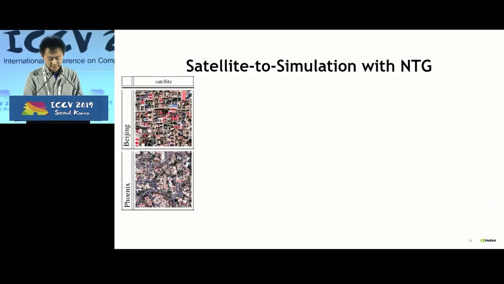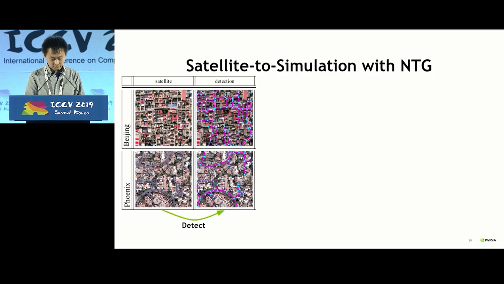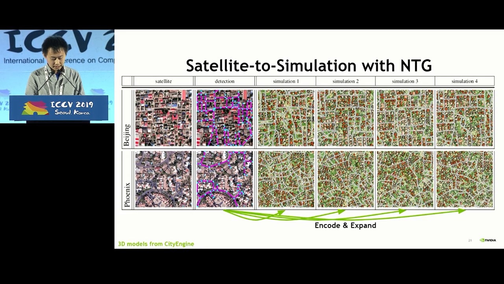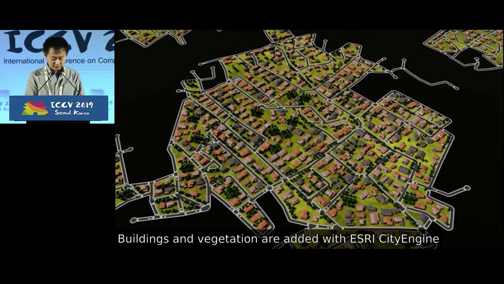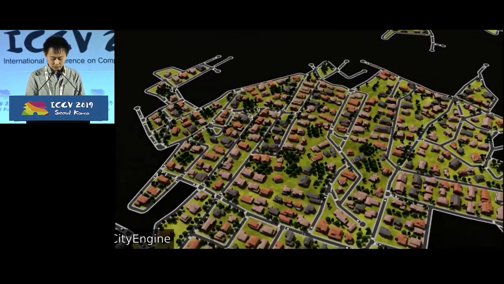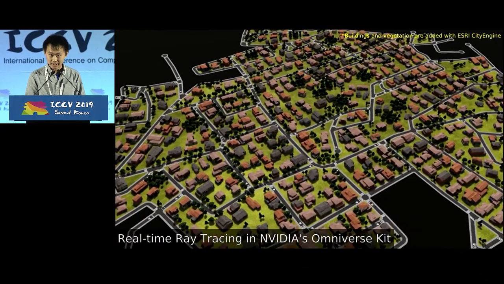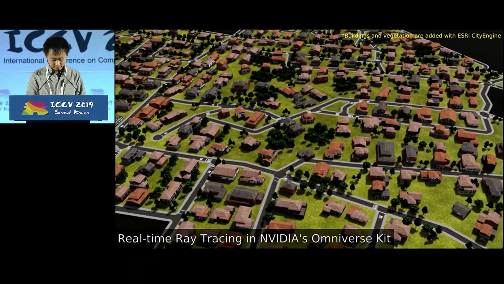Finally, we showcase a new application that converts a satellite image to simulation-ready synthetic environments. First, we parse roads from the satellite image and use our trained NTG model to expand the road layout based on the existing style. This produces an infinite amount of virtual environments that can be used to train and improve autonomous agents.